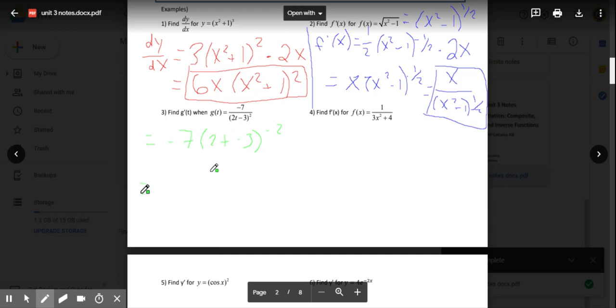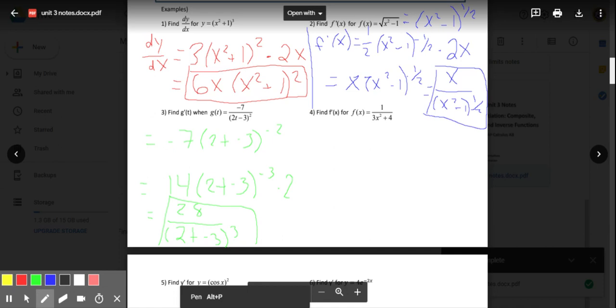So now we do the derivative of the outside. This -2 comes down in front times -7 would get us 14. And then 2t minus 3, and then -2 minus 1 is -3, and then times the derivative of the inside, which is just 2. So this leaves us with, doing 2 steps in 1, 14 times 2 is 28, and we'll move that negative exponent to the bottom. So 2t minus 3 cubed. And that is our derivative for number 3.